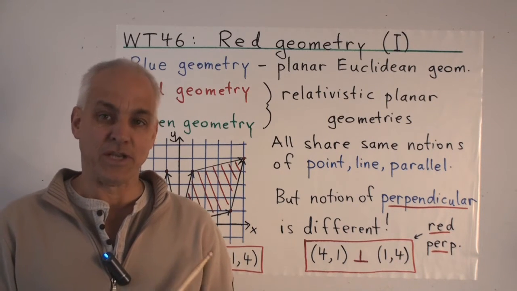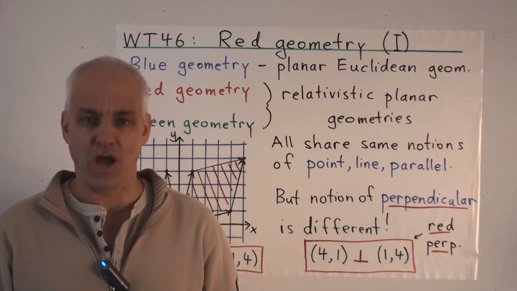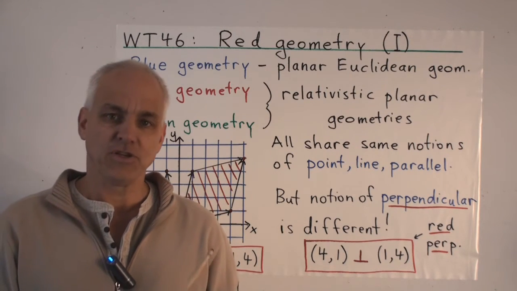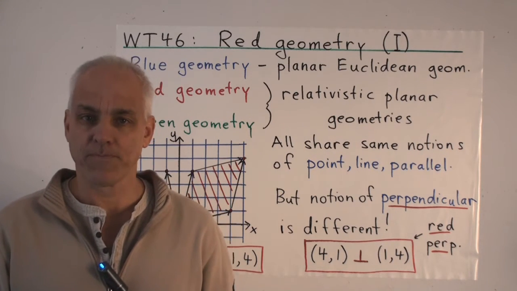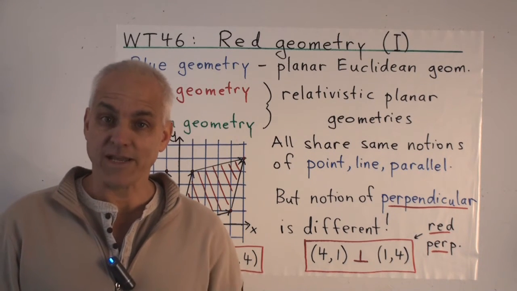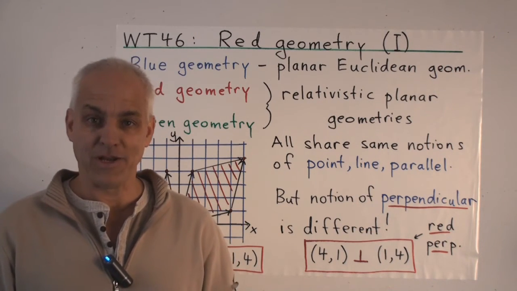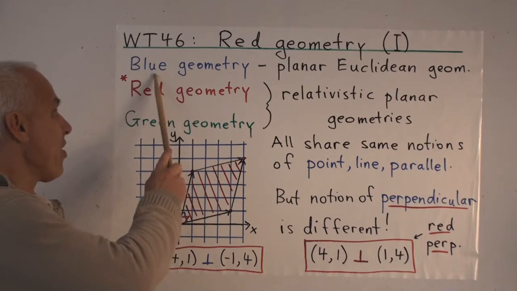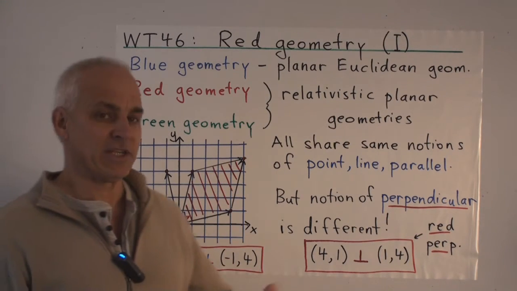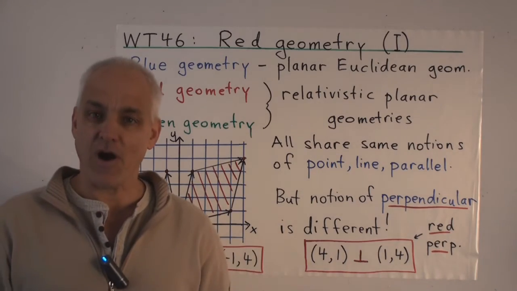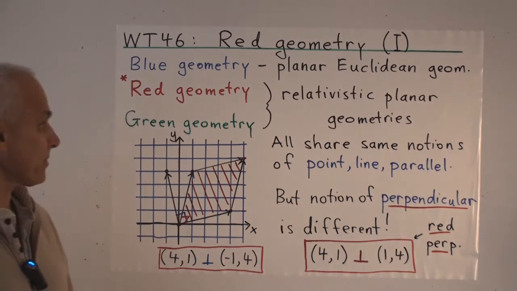We're going to give a special name to this rather unusual geometry. We're going to call it red geometry. That's to distinguish it from two other geometries that are going to play an important role. The first one is our familiar, ordinary, everyday Euclidean geometry, which we will now call blue geometry. So blue geometry is the geometry that we've been studying so far in this series of videos on rational trigonometry.